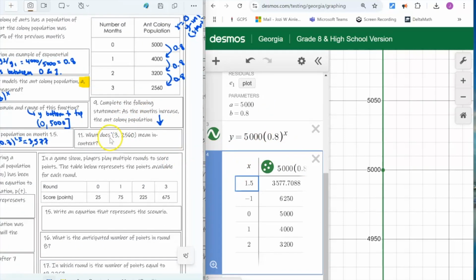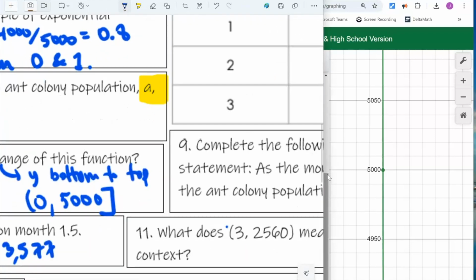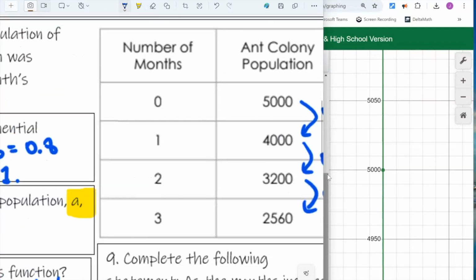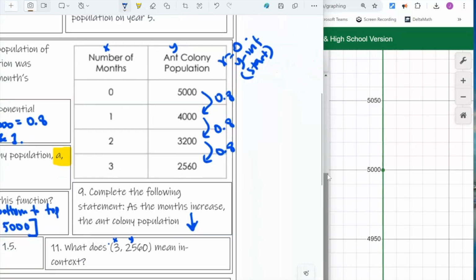All right, so what does 3, 2,560 mean in context? All right, so what we're looking at is how do I write this in context? So this is my X, and this is my Y, right? So let's look at my table real quick. This is my X, and this is my Y. So just tell me, what does 3 mean in my table? So 3 is X. So what is this? Number of what? Months. So 3 is the number of months. 2,560 is the ant colony population.